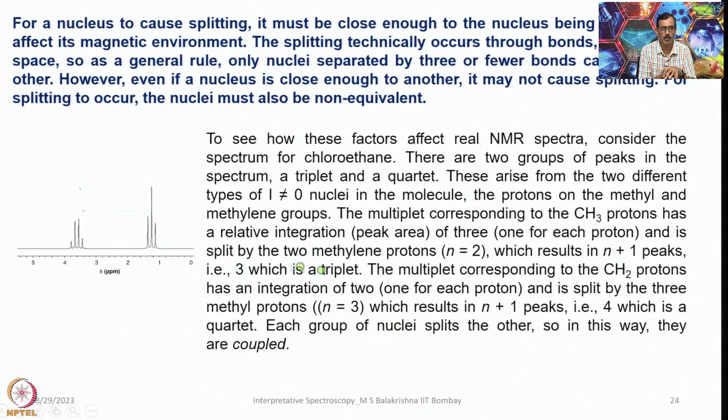The multiplet corresponding to CH2 protons has an integration of 1 for each proton and is split by 3 methyl protons, N equals 3, which results in N+1 peaks, that is 4 peaks, which is a quartet. Each group of nuclei splits the other, so in this way they are coupled. That means both are coupled here, and if you measure the spacing between the lines here and the lines here, that is similar. The spacing between the two lines, in terms of chemical shift, is called the coupling constant and is represented in Hertz.